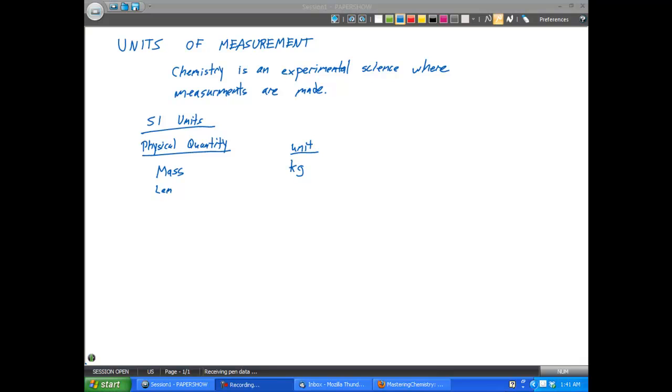We have length, which we will measure in meters. Time has an SI unit of seconds. Temperature has an SI unit of Kelvin. The amount of a substance will have an SI unit of mole. Electric current has an SI unit of an amp.